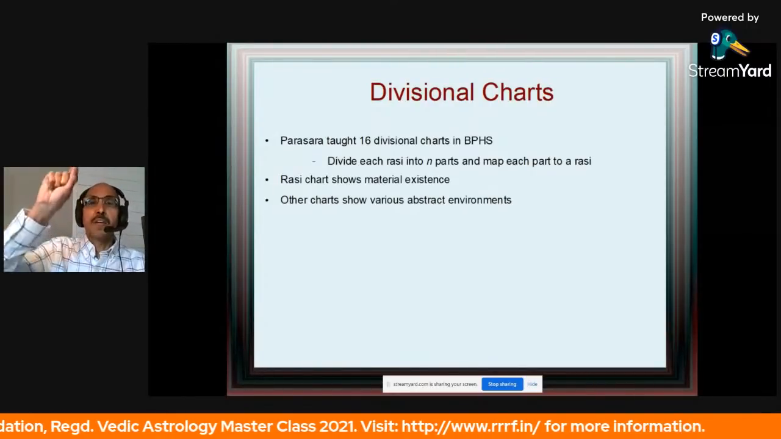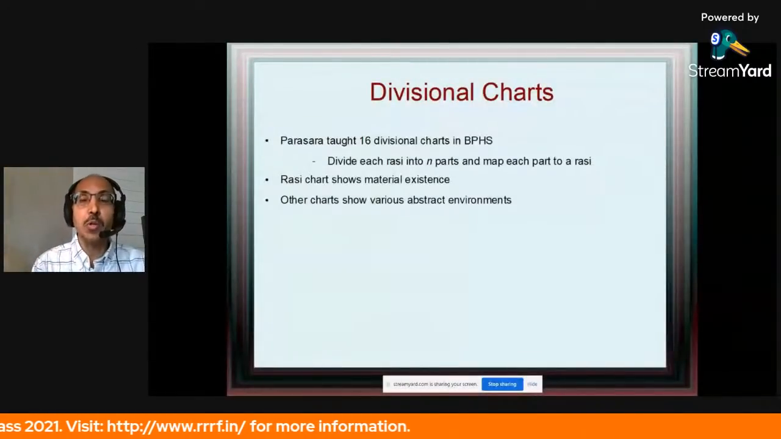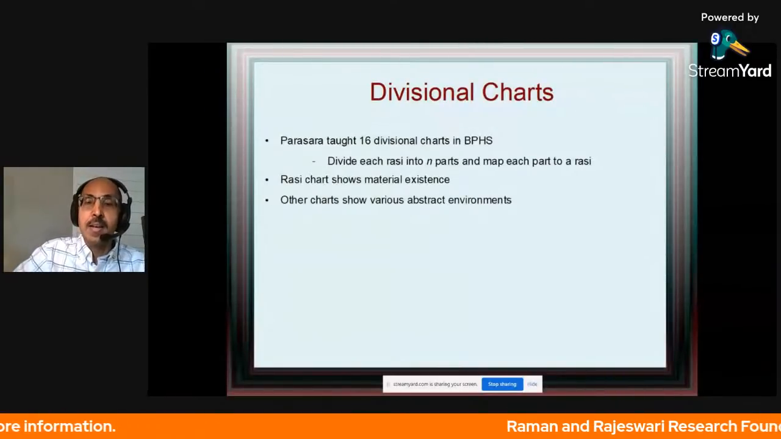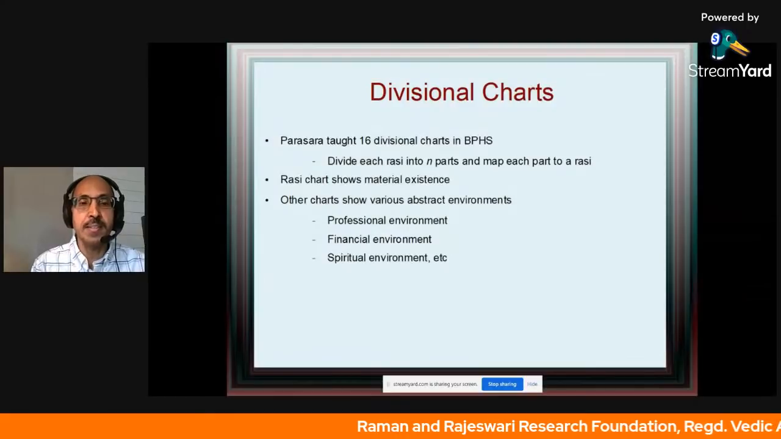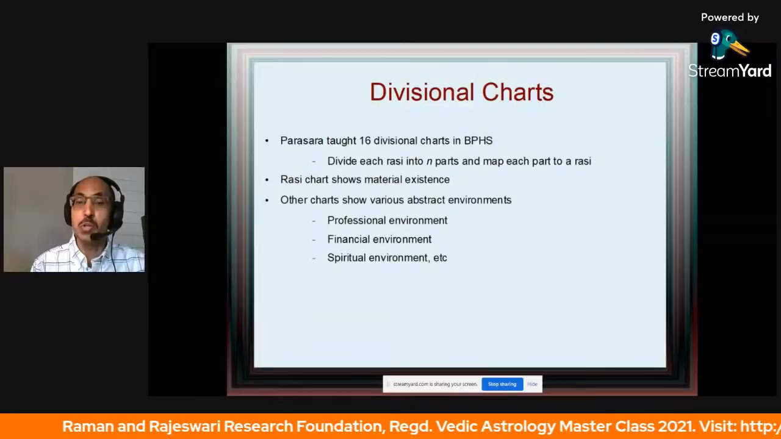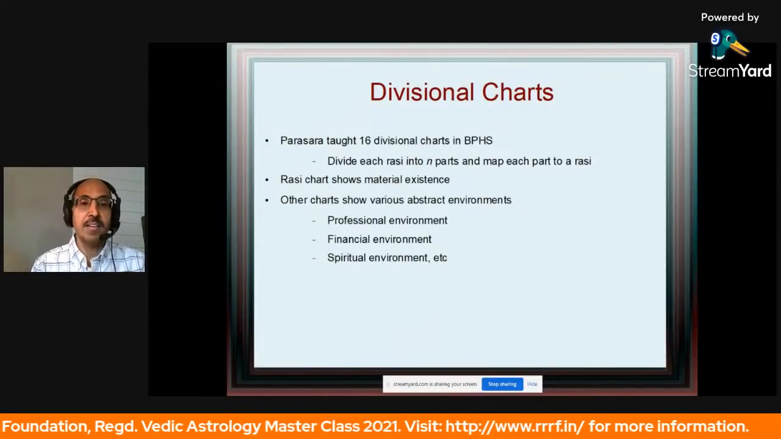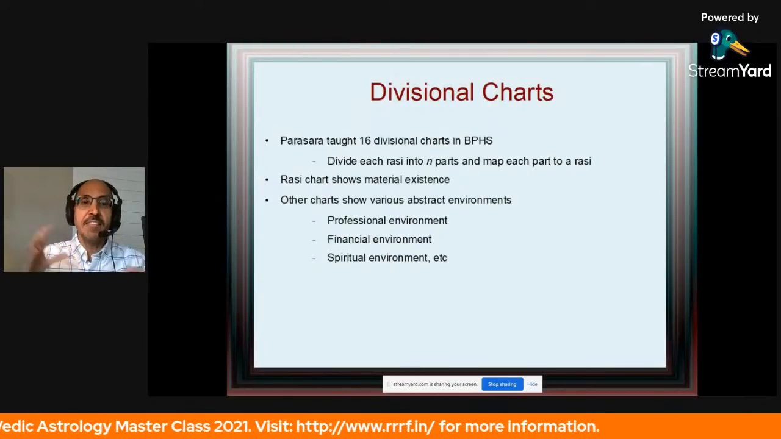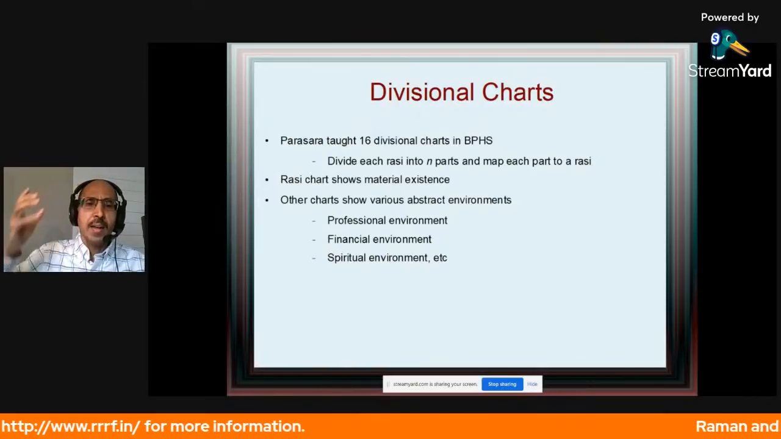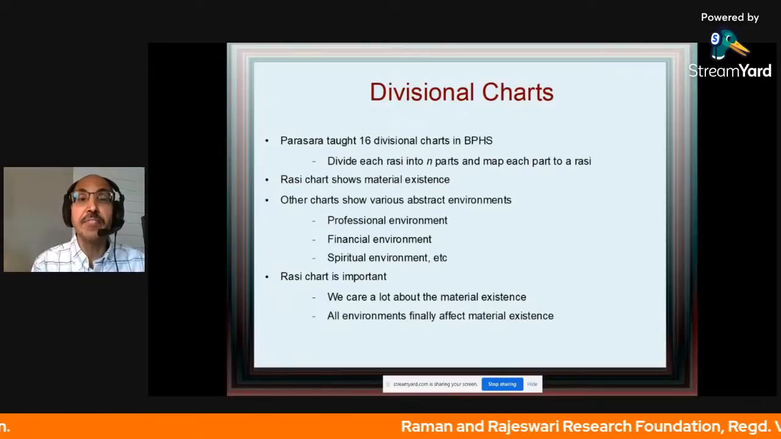You're saying that the first part of Aries goes here, the second part of Aries goes here. You're mapping, so it's more abstract. So that is why these charts show various abstract environments. And what I mean by abstract environments is your professional environment, your financial environment, your spiritual environment, your academic environment, your marital environment, etc. So these are various environments in which our material existence takes place. So these are more at the abstract level, but the thing is they do intersect with the physical level.